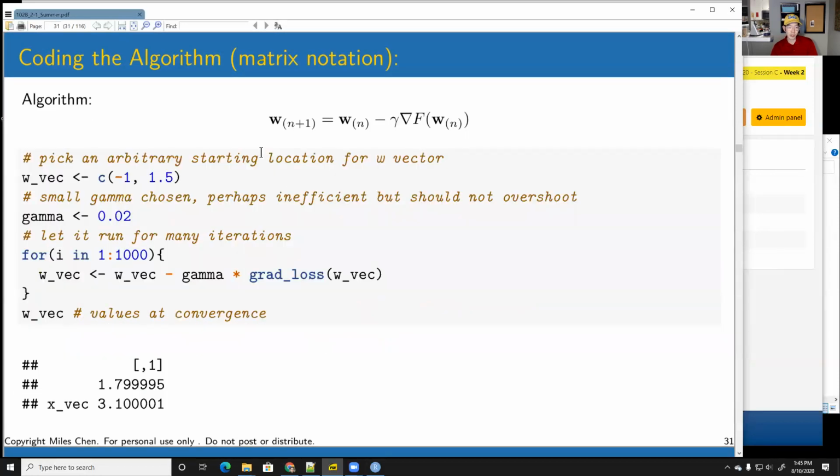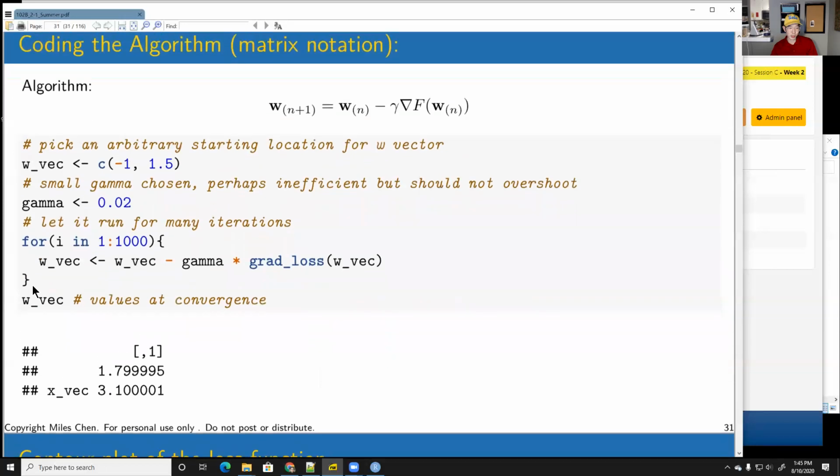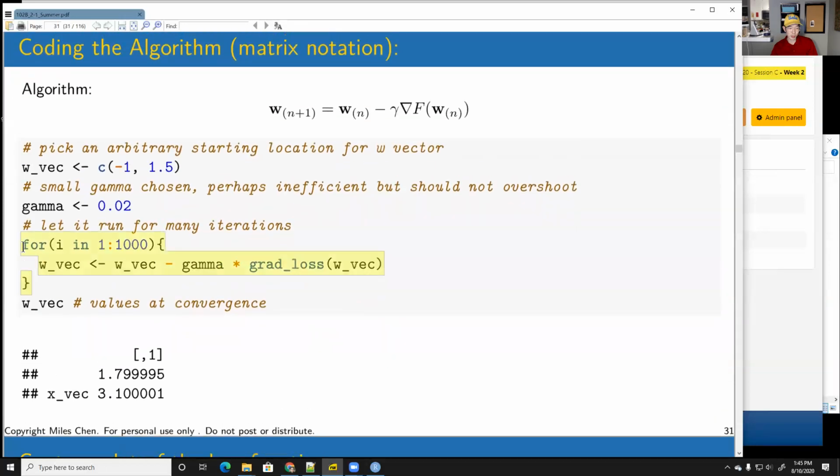And then as far as the algorithm goes, this is really it. I'm going to run 1,000 iterations. I start at some arbitrary starting location: an intercept of -1 and a slope of 1.5. I'm going to choose a small gamma just to stay on the safe side, and I'm going to let it run 1,000 iterations.